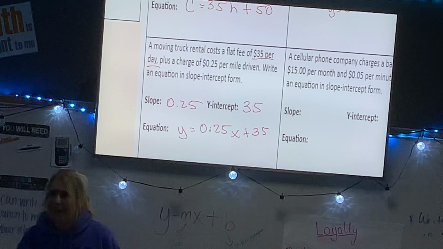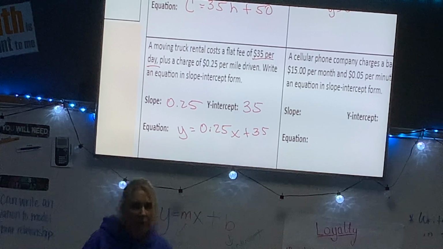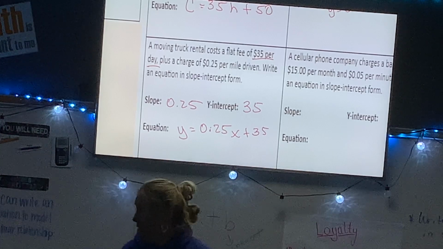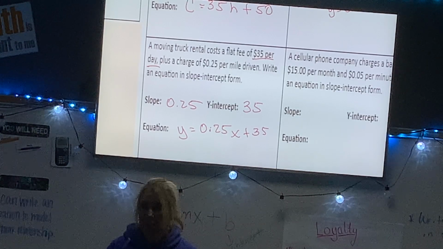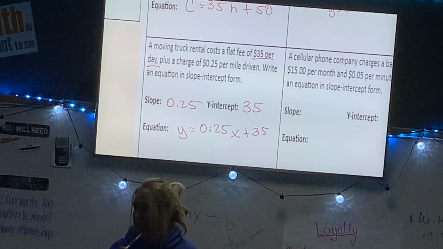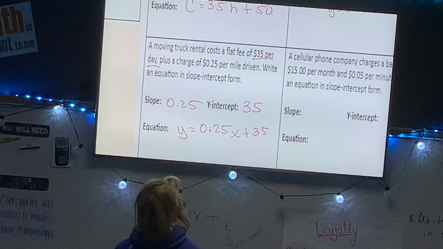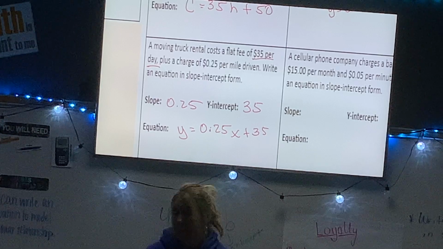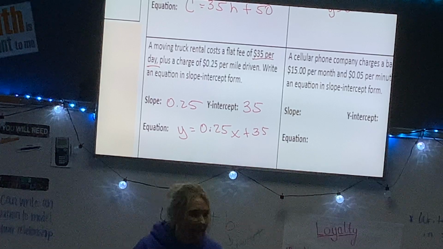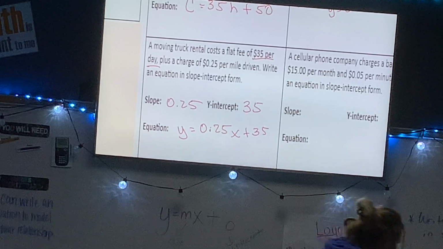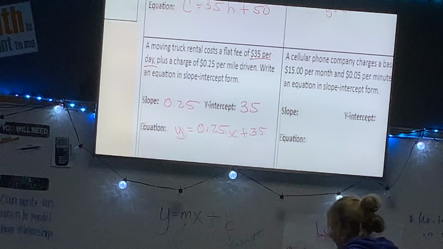But you are spending $45 a day. What's your slope? You're spending $45 a day. Negative 45. Do we see that? So your slope is going to be negative. Don't forget to put the negative sign. Everybody okay? Okay. Because you have one like that, so don't forget that.